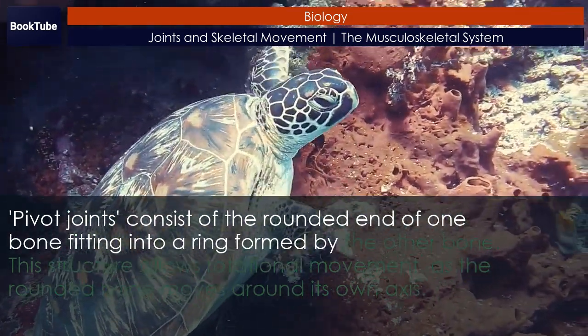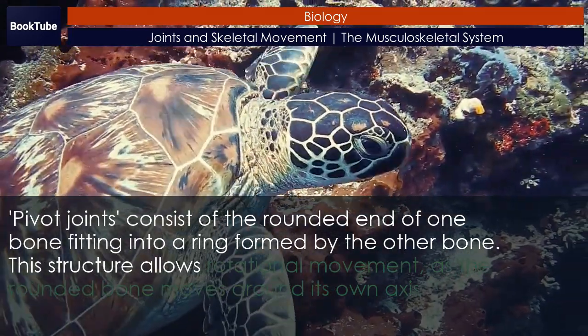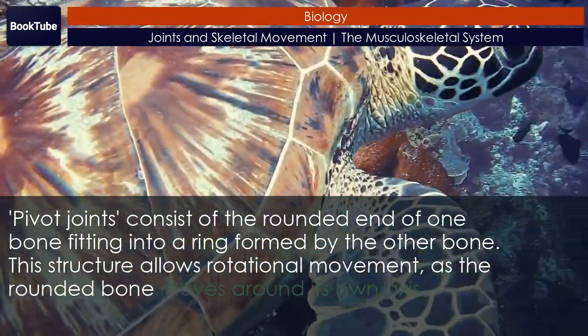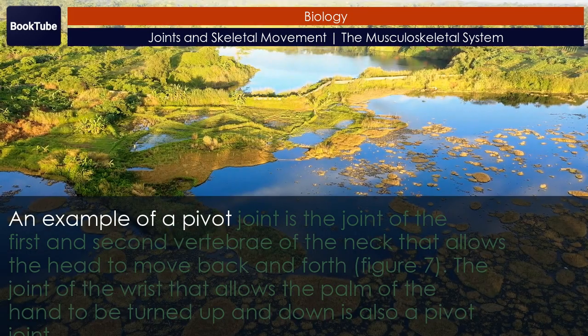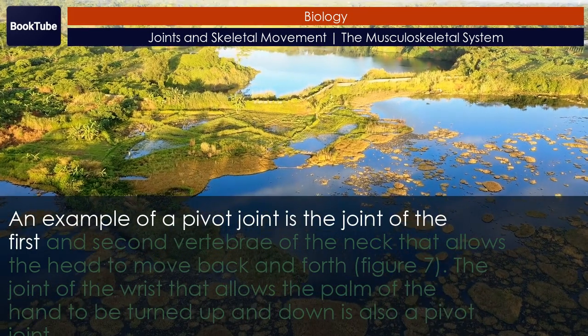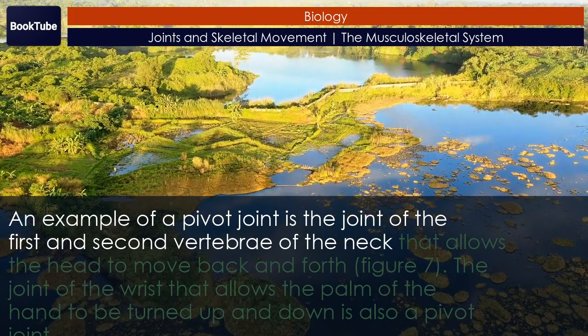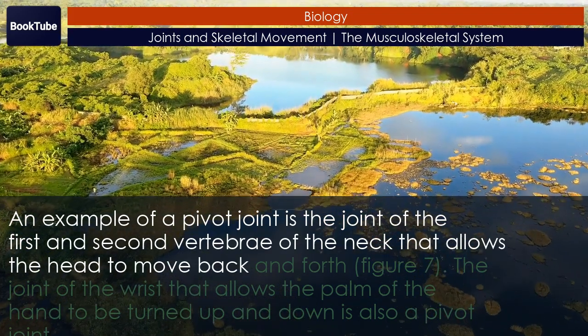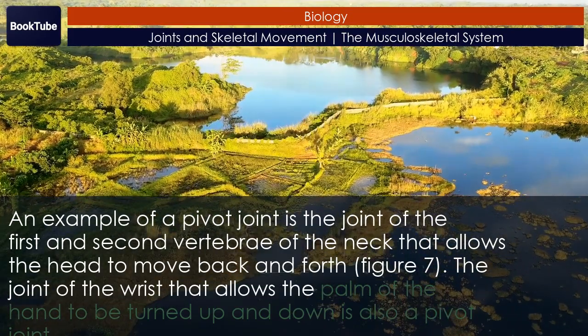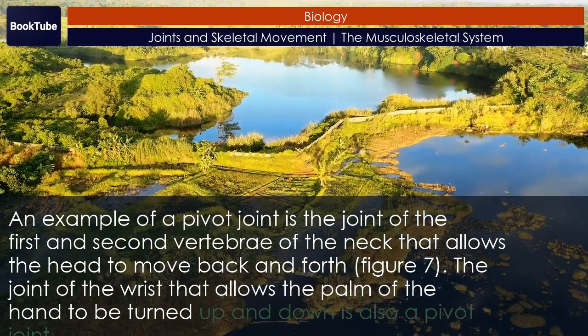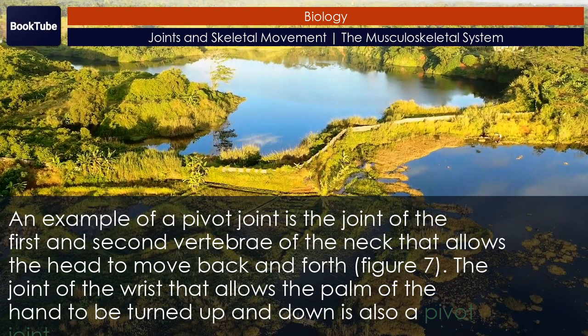Pivot joints. Pivot joints consist of the rounded end of one bone fitting into a ring formed by the other bone. This structure allows rotational movement, as the rounded bone moves around its own axis. An example of a pivot joint is the joint of the first and second vertebrae of the neck that allows the head to move back and forth. Figure 7. The joint of the wrist that allows the palm of the hand to be turned up and down is also a pivot joint.